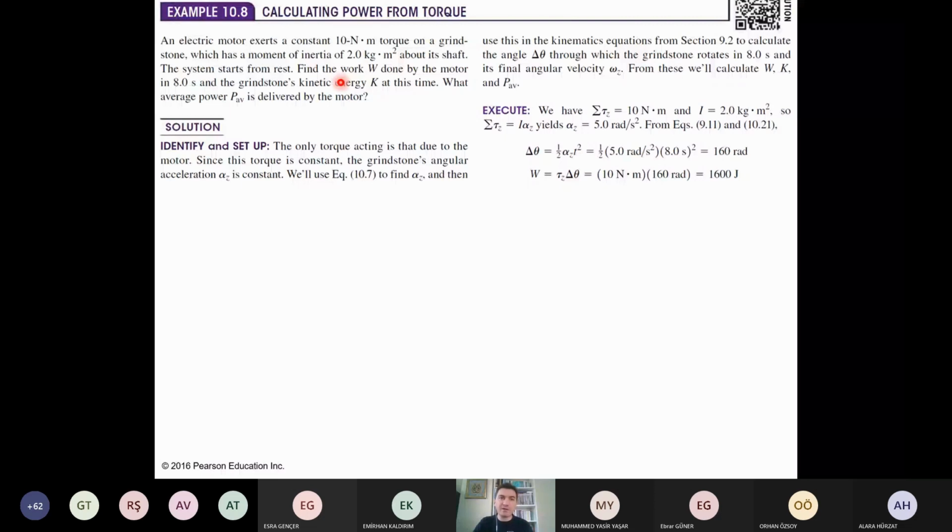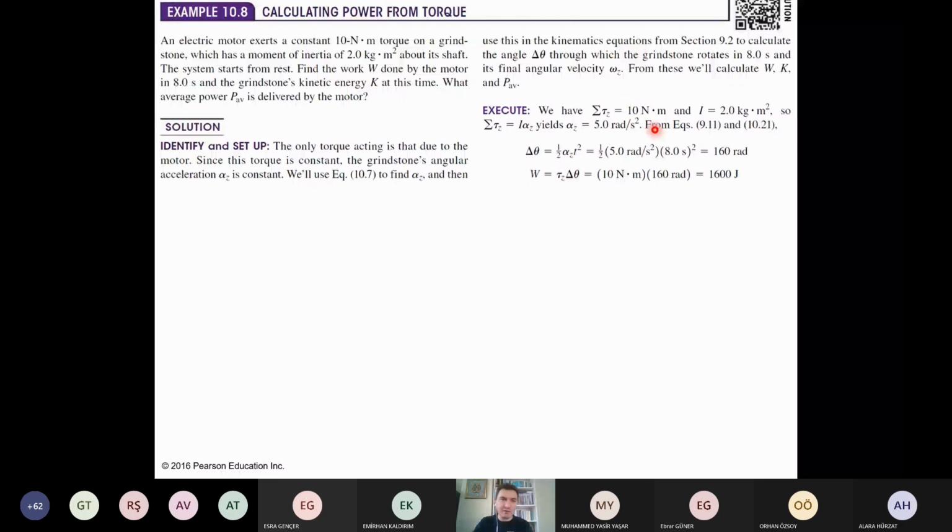What average power is delivered by the motor? So the net torque is given, and the moment of inertia of the grindstone is also given. If you apply this, the net torque acting on this grindstone is I times alpha z, the angular acceleration. I is given, net torque is given. You can calculate the angular acceleration, 5 radian per square second.